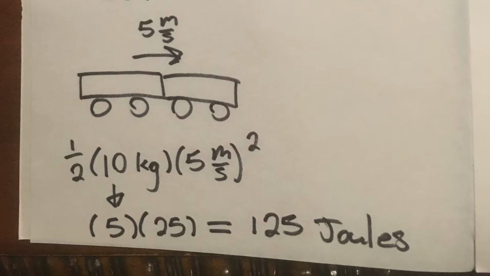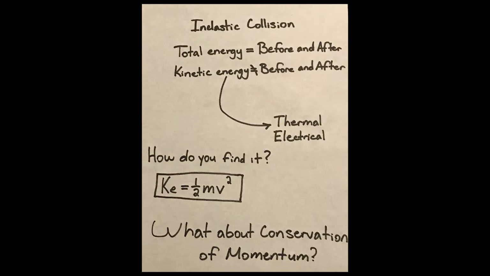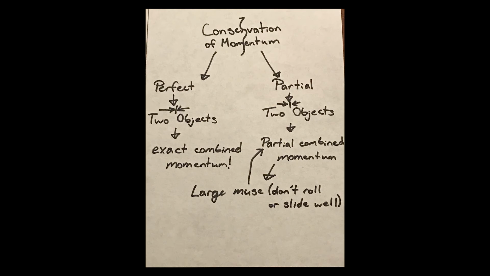So what did we learn? Well, an inelastic collision is where the total energy is the same both before and after the collision, but the kinetic energy is not the same. And in conservation of momentum, when two things collide, they can either have the same exact momentum both before and after, or they can only have a partial amount of what was before.